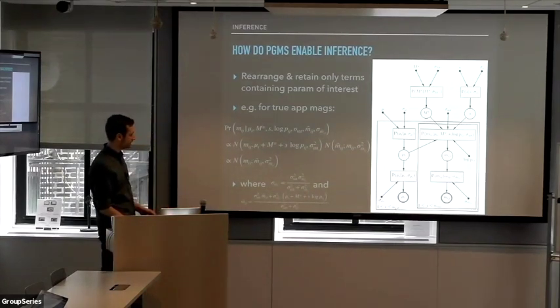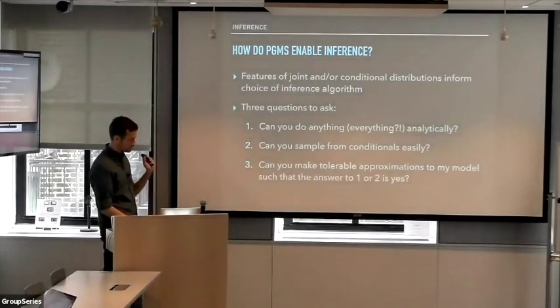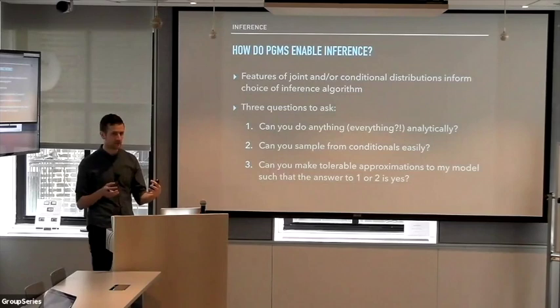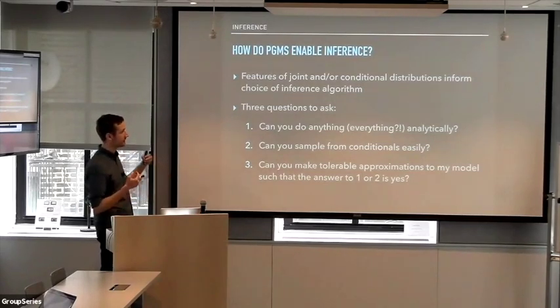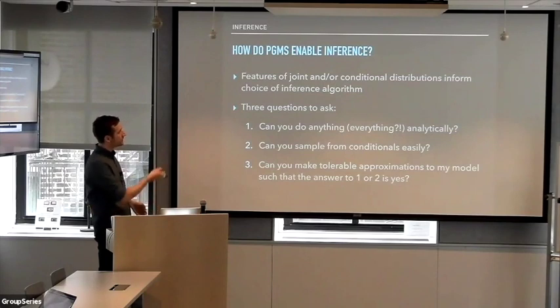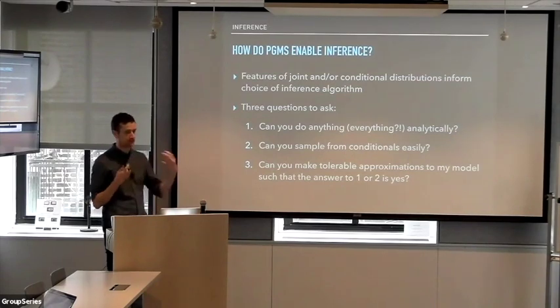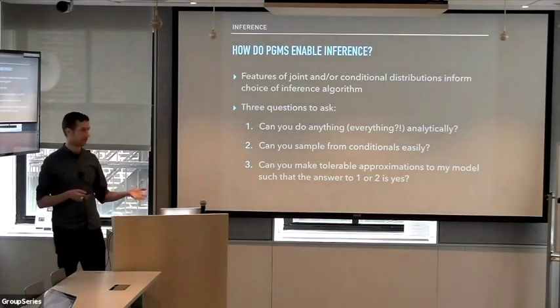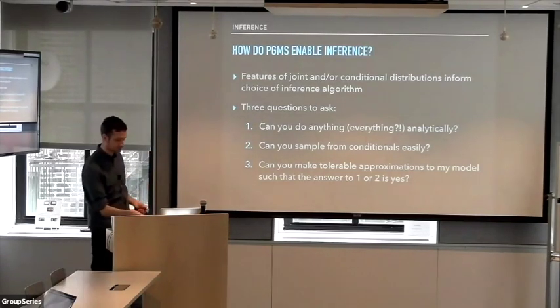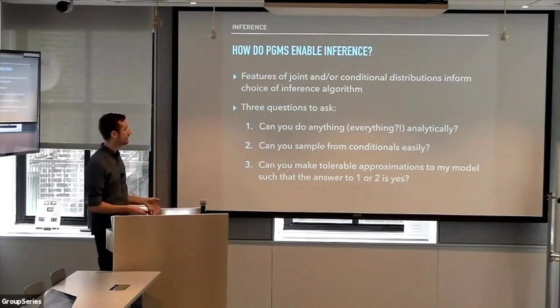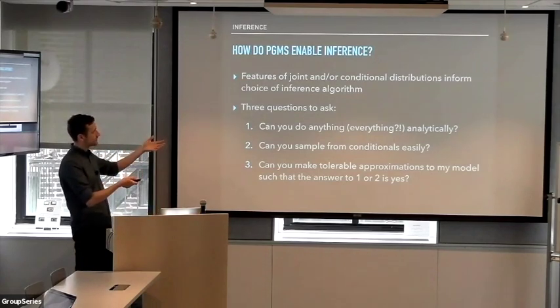Right. So those are two very specific things that you can do with network diagrams, but it doesn't necessarily help you in particular. But knowing the form of the joint distribution and/or the conditional distribution allows you to choose what algorithm you need to use in order to actually do inference.